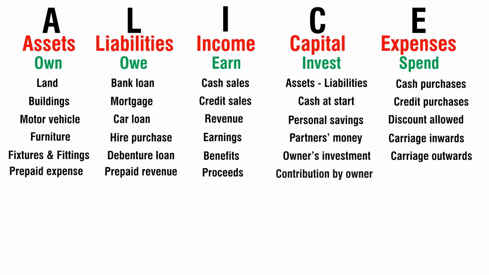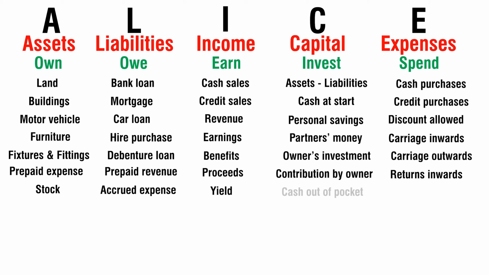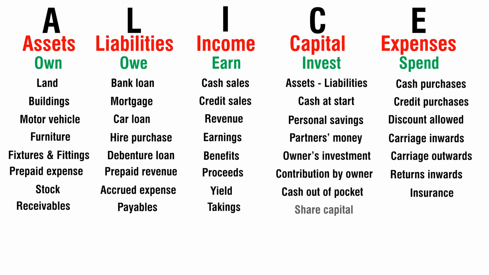Contribution by owner, invest. Returns inwards, spend. Stock, own. Accrued expense, owe. Yield, earn. Cash out of pocket, invest. Insurance, spend. Receivables, own. Payables, owe. Takings, earn. Share capital, invest. Rent, spend. Debtors, own. Creditors, owe. Discount received, earn. Equity, invest.